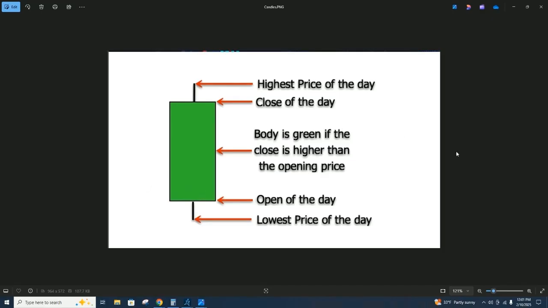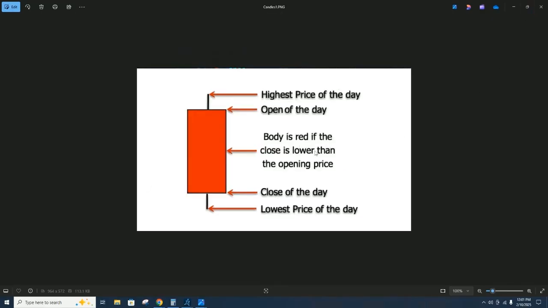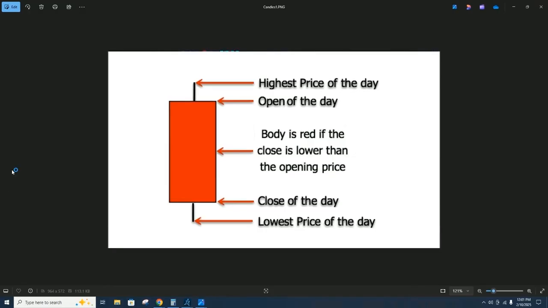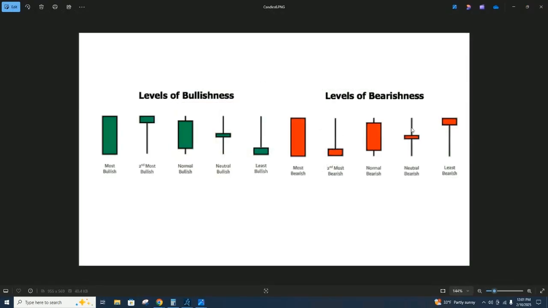And then obviously, opposite of this are the red-bodied candles. Opposite means that the open of the day was here and the stock closed here, giving us the red-bodied candle. And again, we have the high and low wicks or shadows above and below. All right, so now that that's out of the way, let's move on.